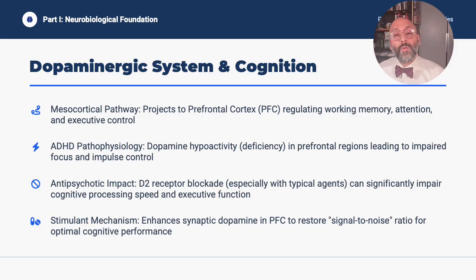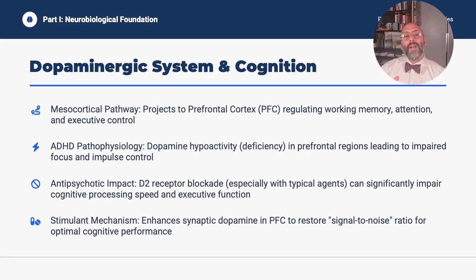So in the prefrontal cortex, dopamine acts like a tuning knob. Too little dopamine, and neural firing becomes noisy and unfocused. Too much dopamine, and the network becomes rigid or overloaded. So optimal cognition lives in the middle of that curve, and this helps explain ADHD pathophysiology. In ADHD, we're not dealing with excess dopamine. We're dealing with dopamine hypoactivity in prefrontal regions. So this results in impaired focus and poor impulse control and difficulty sustaining goal-directed behavior.